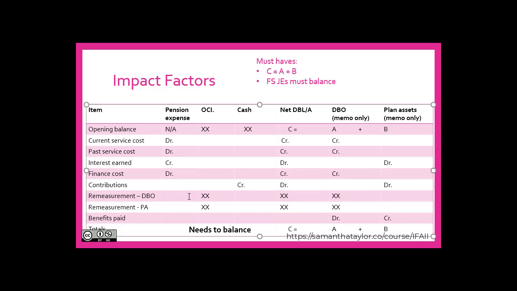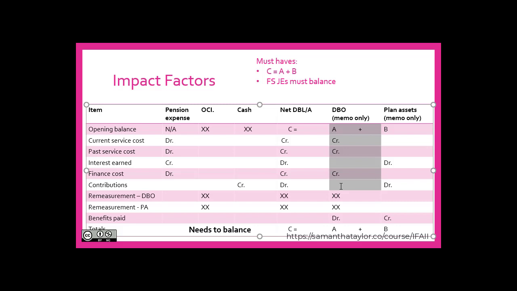Now I hit my remeasurement for my defined benefit obligation. And keep in mind that it will act the exact same, but opposite for remeasurement of my plan assets. Here, I will be taking a sum of all of my costs, all of my balances here, and I will be seeing what I expect my DBO to be. So what do I expect it to be?